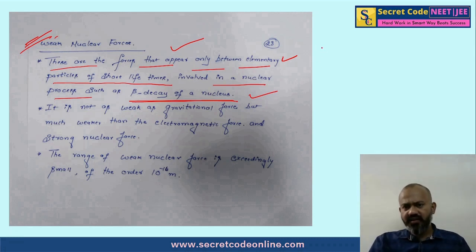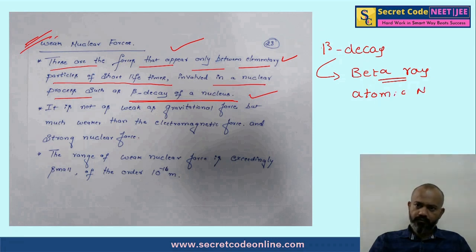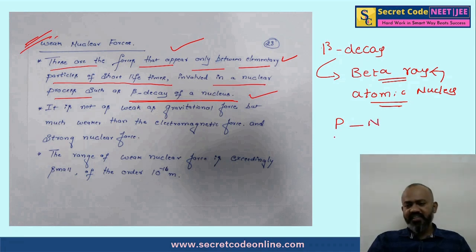What happens now in beta decay, I'll write here. In beta decay, beta rays are emitted. Whenever beta decay happens, beta rays are emitted from the atomic nucleus. The protons are converted into neutrons and vice versa. Neutrons can be converted into protons.